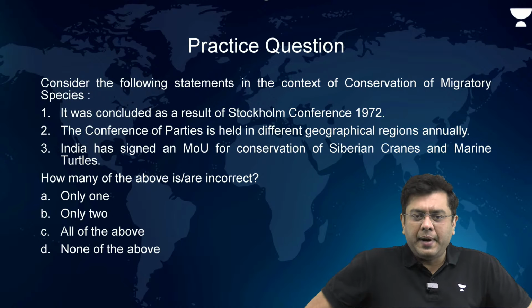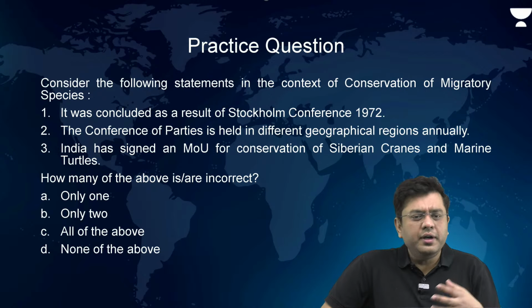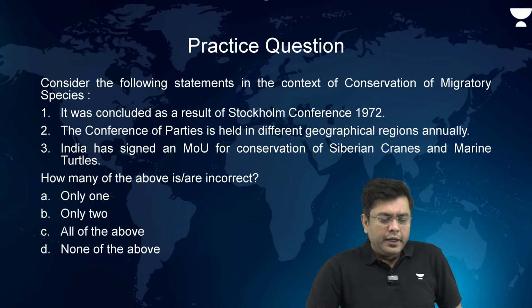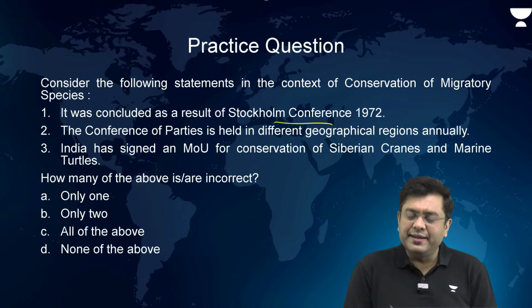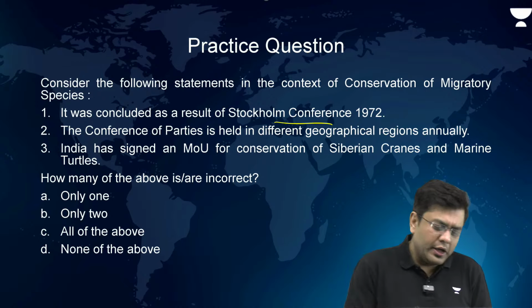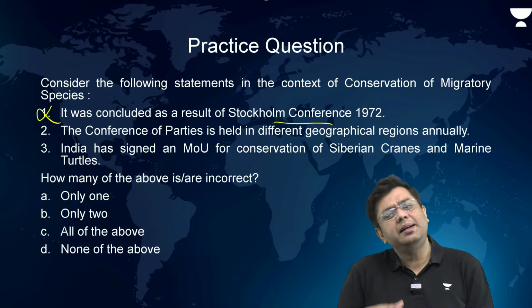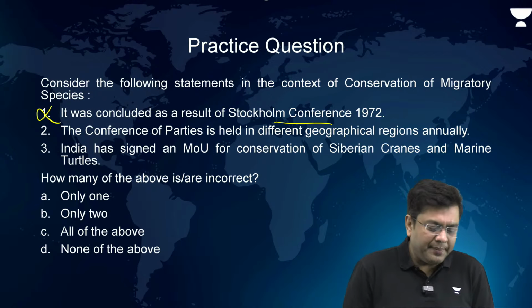How exactly do they go back home, migratory species, migratory birds, other species? So basically after the change of season, that is when the species tend to go back. Okay. So here, the first statement: was it concluded as a result of the Stockholm Conference 1972? No. The Stockholm Conference was in 1972. This convention was passed in 1979. Okay, so there's a long time gap.